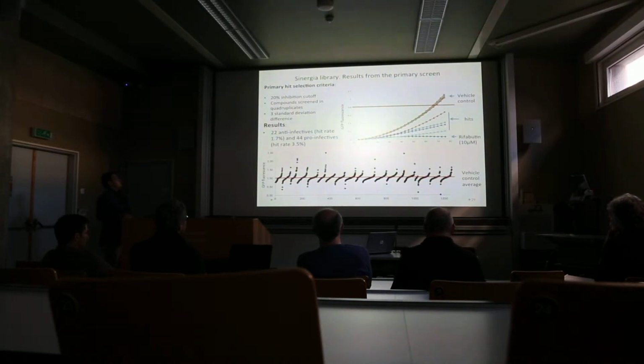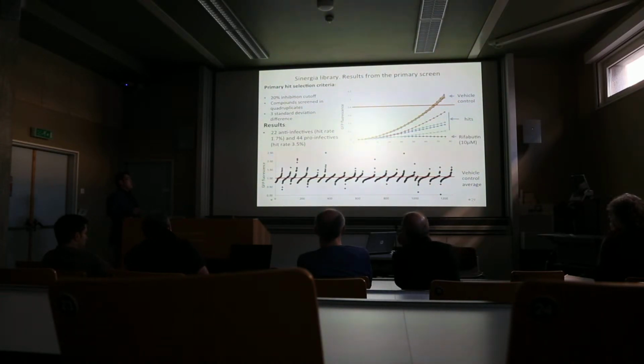We selected the compounds that have at least 20% inhibition, and we screen compounds in quadruplicates, and we use at least 3 standard deviation difference between compounds in our vehicle control. And we discovered 22 anti-infective compounds and 44 pro-infective compounds.